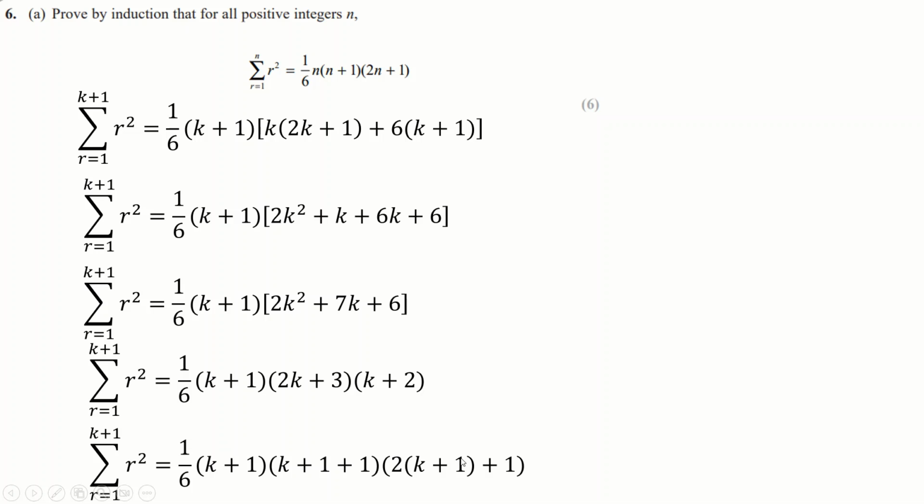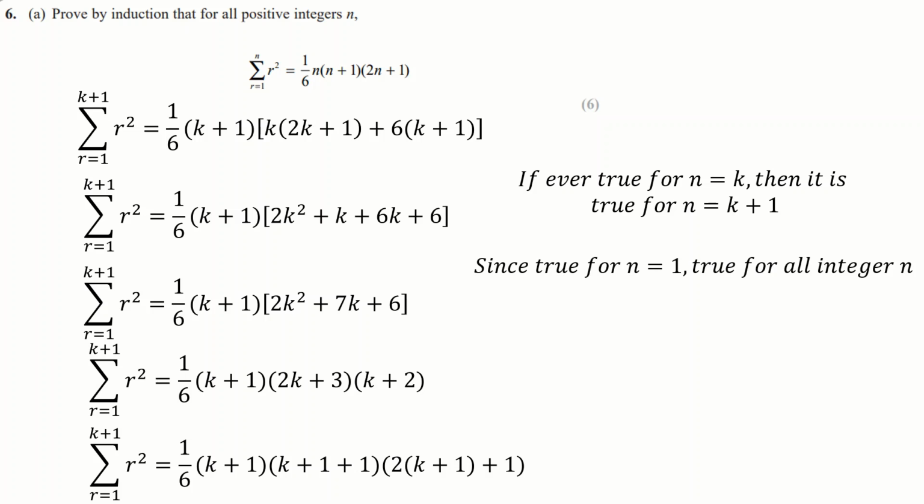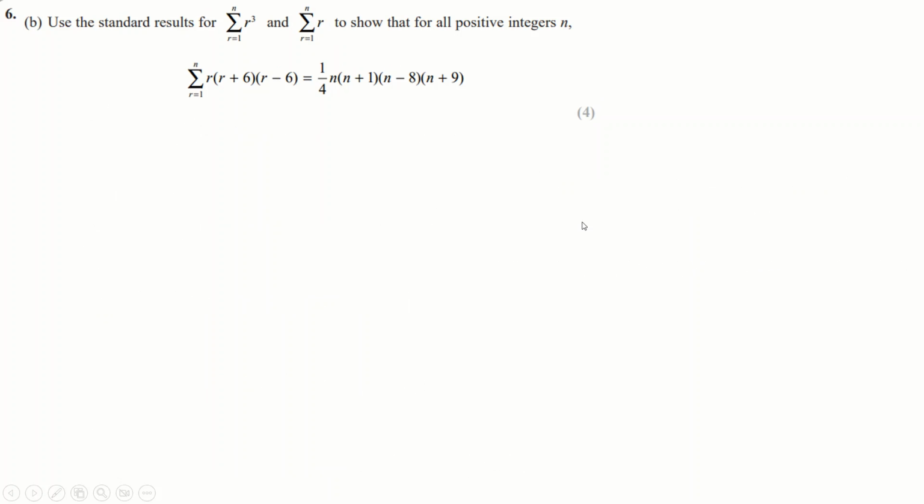This is of the perfect form, where you replace n with k plus 1. So what we've just established is that if it's ever true for n equals k, it's true for n equals k plus 1, if k is an integer. We know it's true for n equals 1, that was our first step, so therefore it's true for all integers n. Good, and that's part A done.